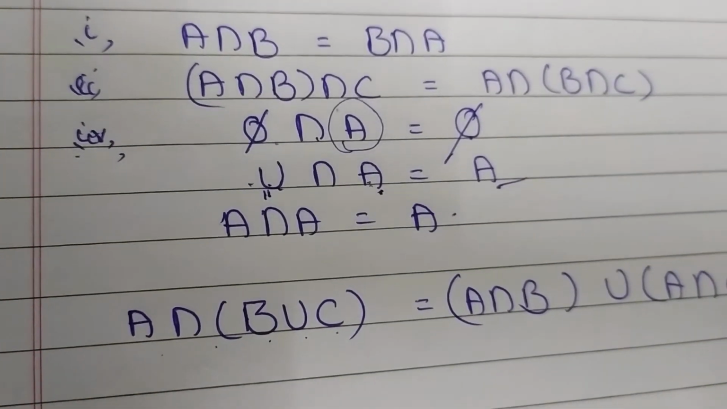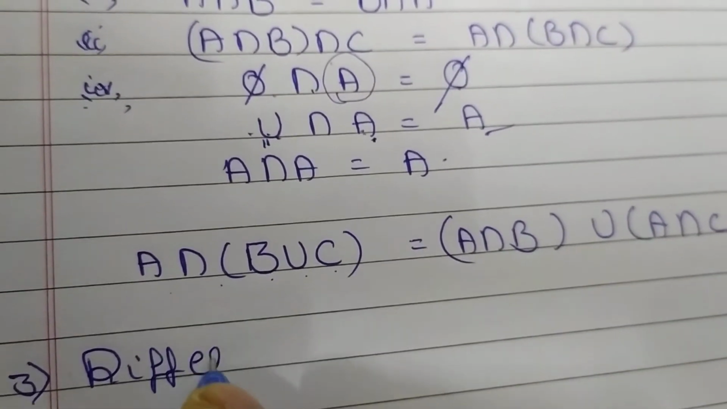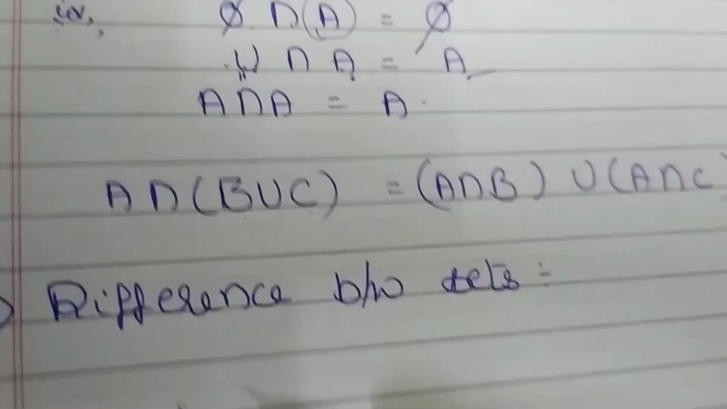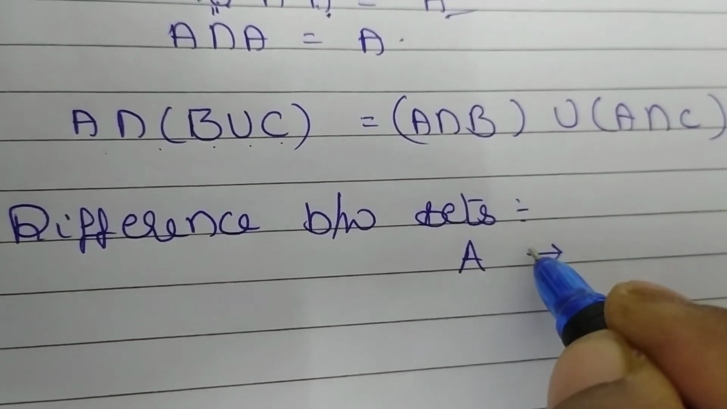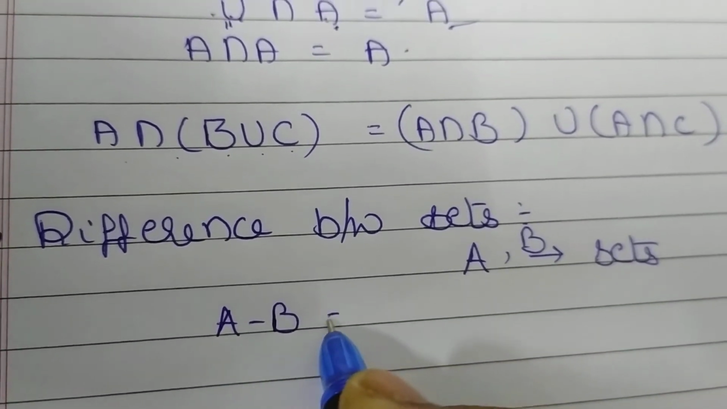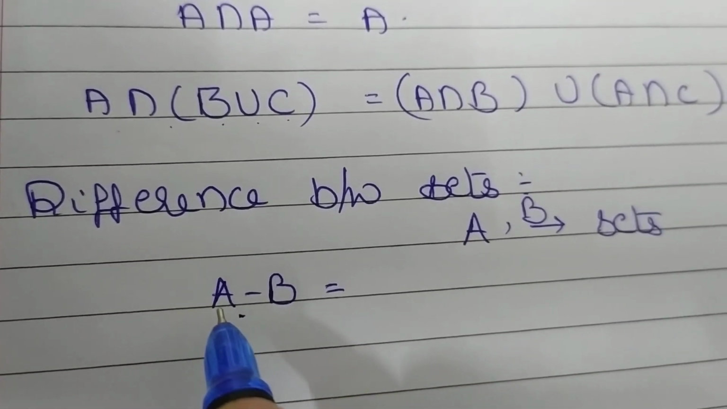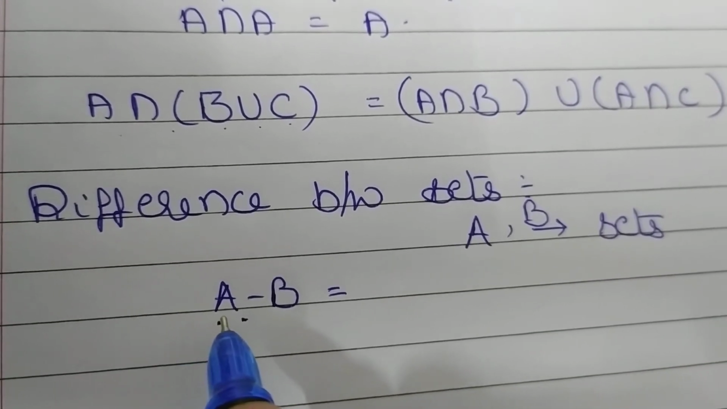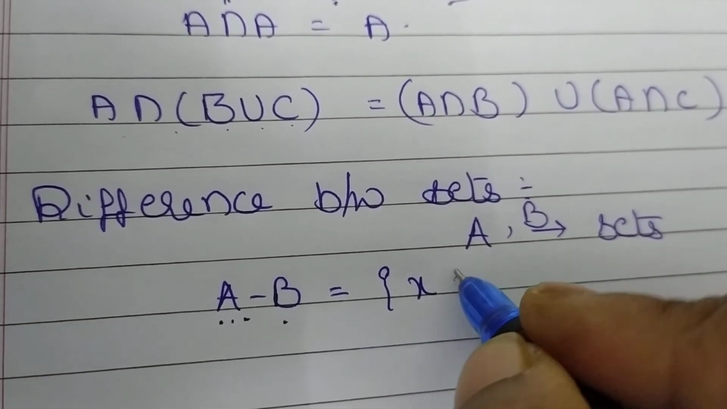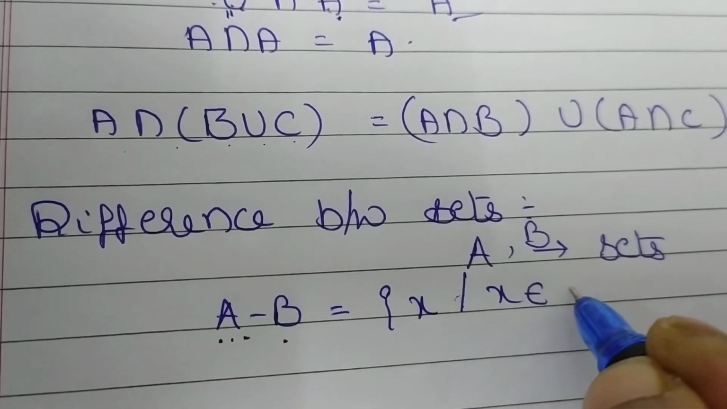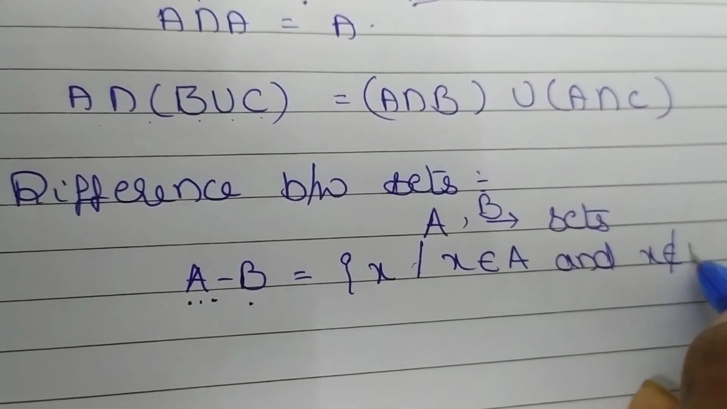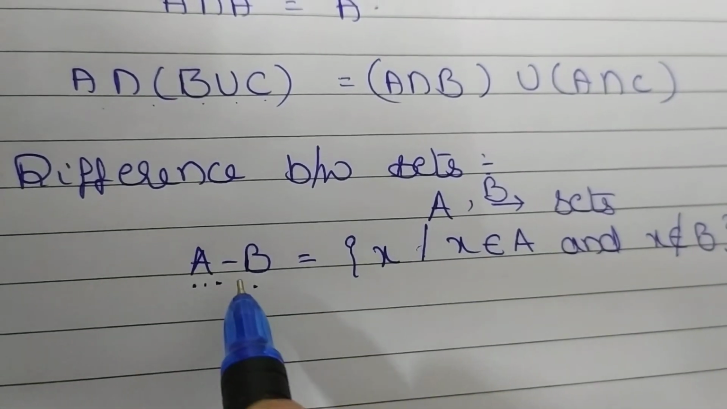Now coming to the third one, that is the difference between the sets. If A and B are any two sets, then A minus B means the set containing the elements of A which are not in B. So what is that? X such that X belongs to A and X should not be an element of B. Such elements will be there in this set.